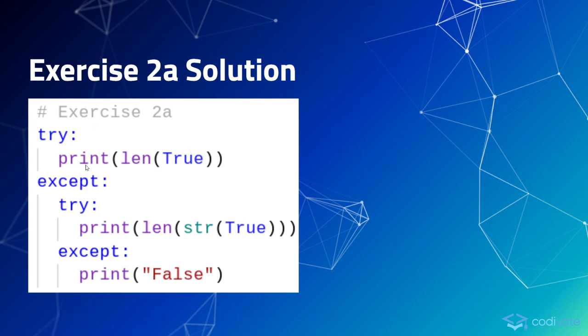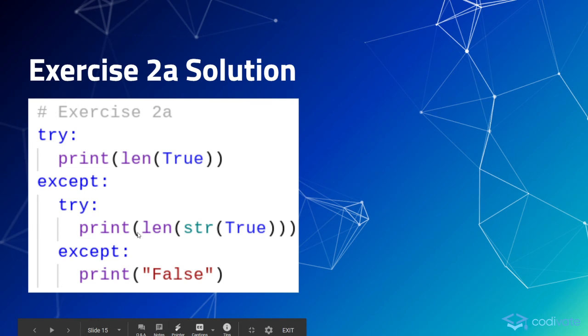We try to print the length of a Boolean true. Well, we know from our practice exercise that we can't take the length of a Boolean. We can only take the length of a string, list, or a tuple. So we know this would cause an error and we'd have to go to our except. But what's this? We have another try and except within our except. So we've made it to this except, so we have to execute this code now.